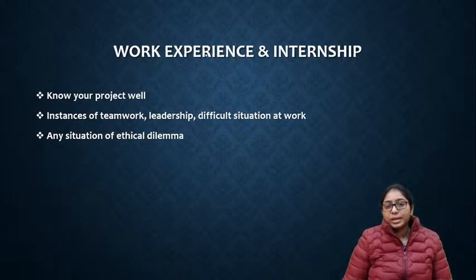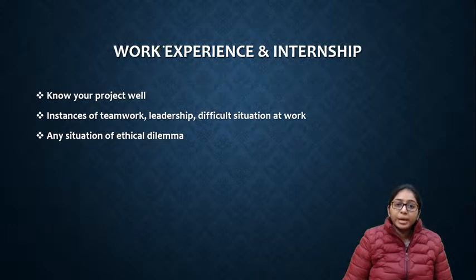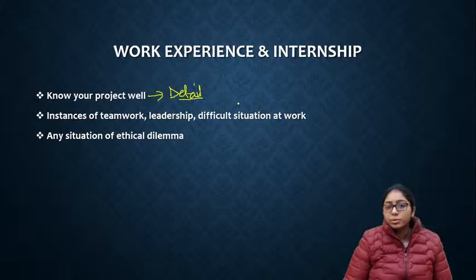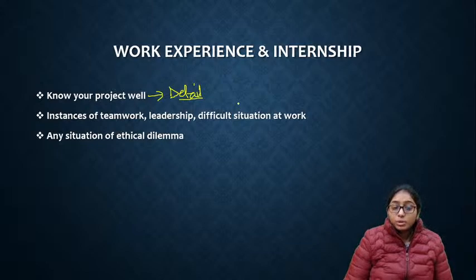Next comes work experience and internship. If you have mentioned work experience or internship, most importantly, know your project well. If you are being asked, mention the details, in minute detail. What were the challenges? How did you overcome them? What was the project about? What was the learning from the project? Everything you need to tell for the project. Give details about the project.